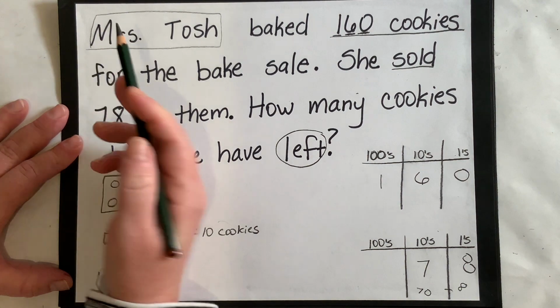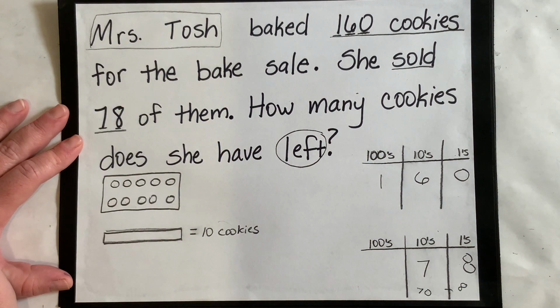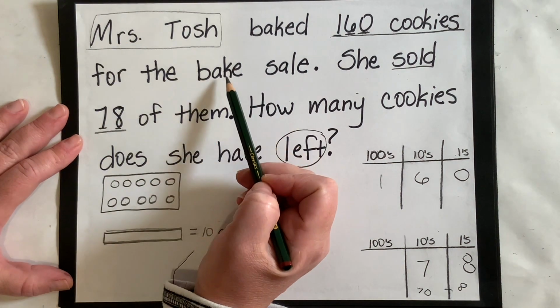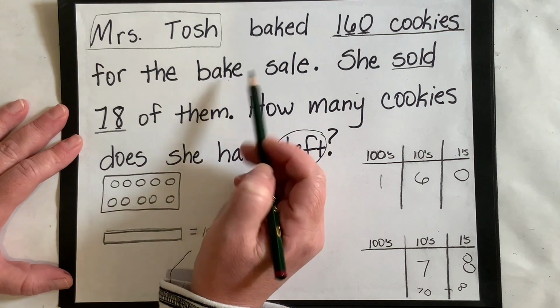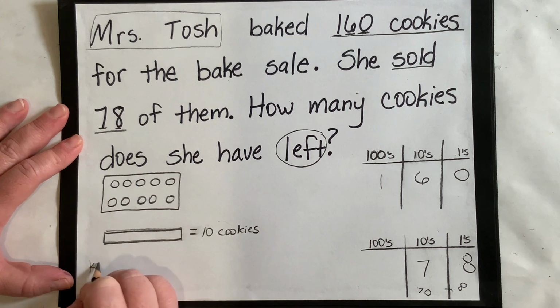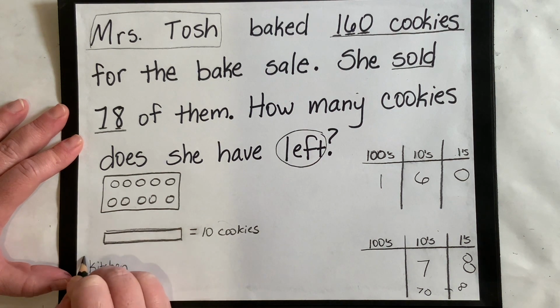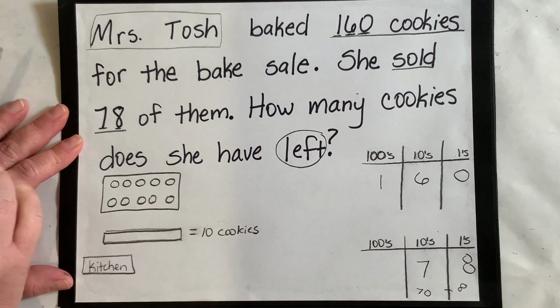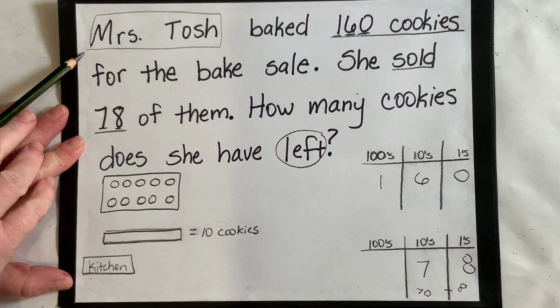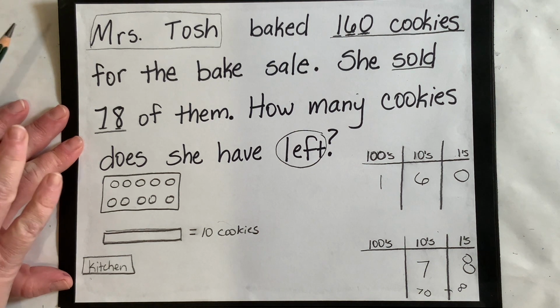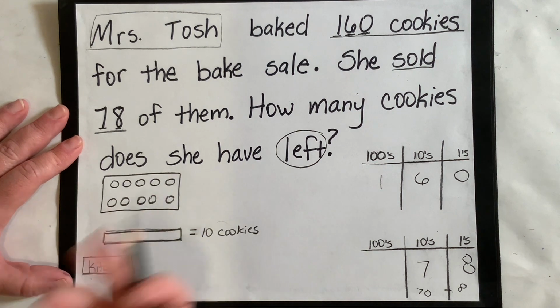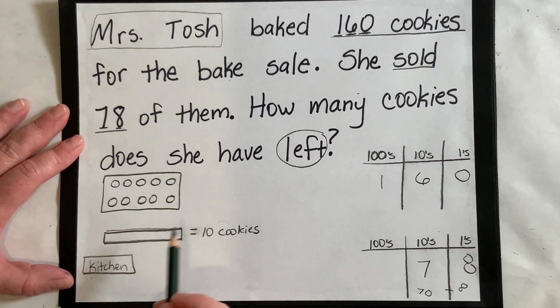And what would the setting be? Where would this be taking place? Is she going to bake her cookies in the living room? No, she's going to be where? In the kitchen. So we're going to need to draw what? A kitchen with Mrs. Tosh in it, probably by an oven, right? Because she's baking. And then our picture should show her making cookies, right? And we can make a key to help us.